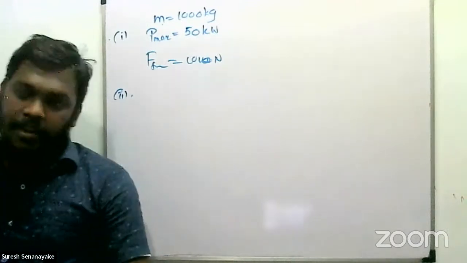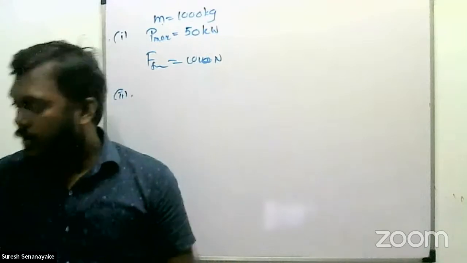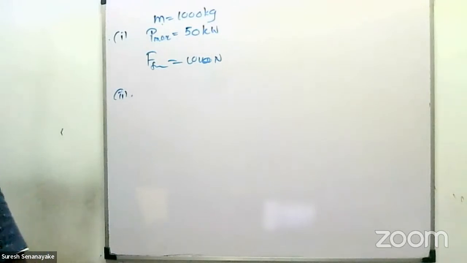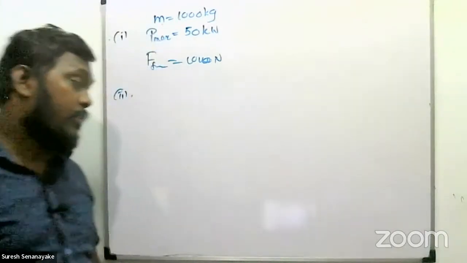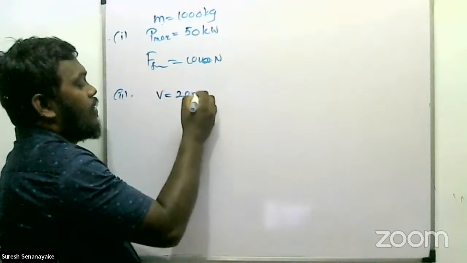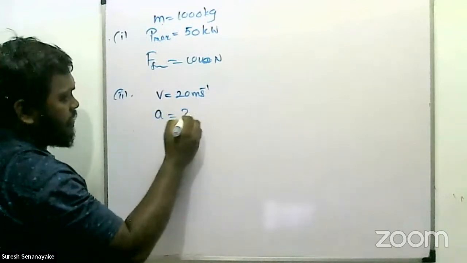Then try the second question. When the vehicle is moving with its maximum power, if the velocity of the vehicle is 20 meters per second, what is the acceleration of the vehicle?